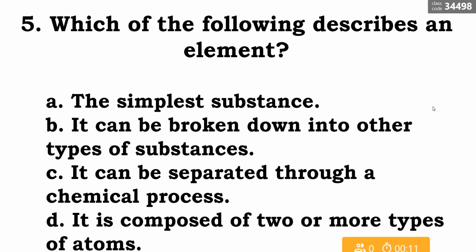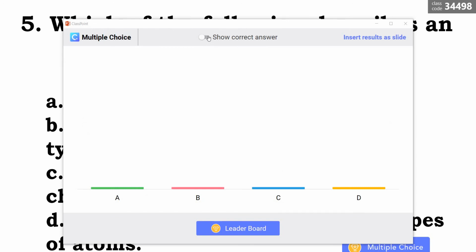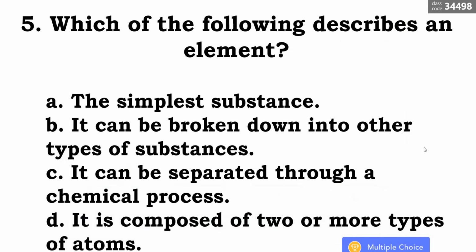Let's have number 5. Which of the following describes an element? Simple substance. It can be broken down into other types of substances. It can be separated through chemical process, or it is composed of 2 or more types of atoms. Okay, let's show the answer. It's letter E. Element is the simplest substance.